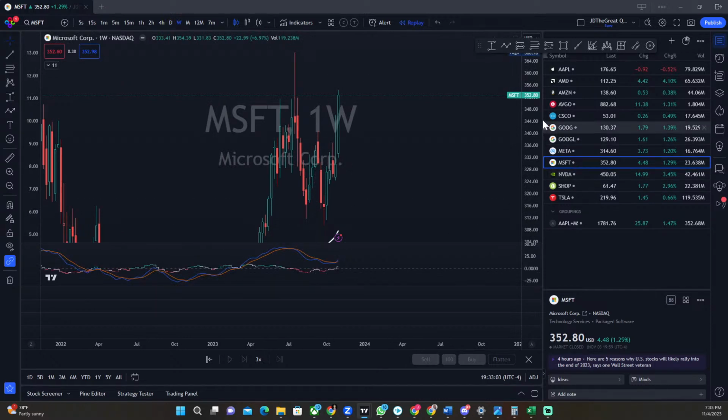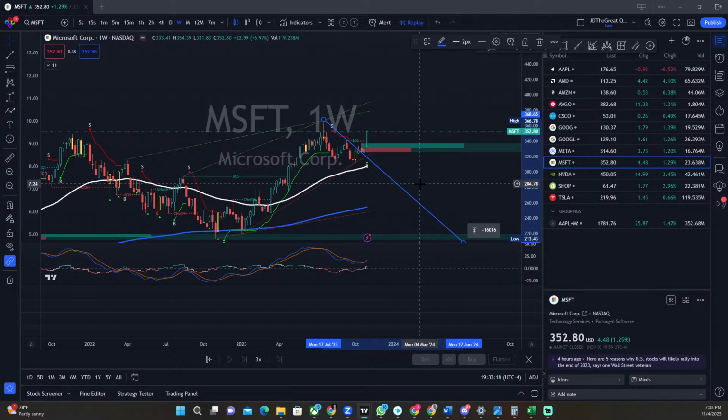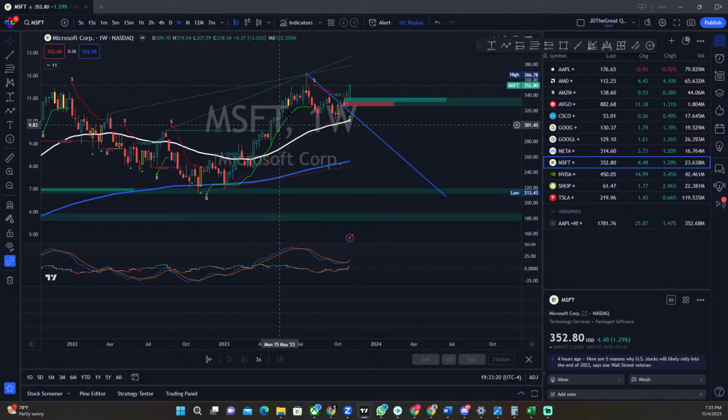All right, weekly. Look at this bad boy. This looks like, I know y'all want to say it. Go ahead, y'all can say it. I'm joking. I'm joking. All right. Looks like a bull flag breakout. We have a nice push up. We got nice trend lines.